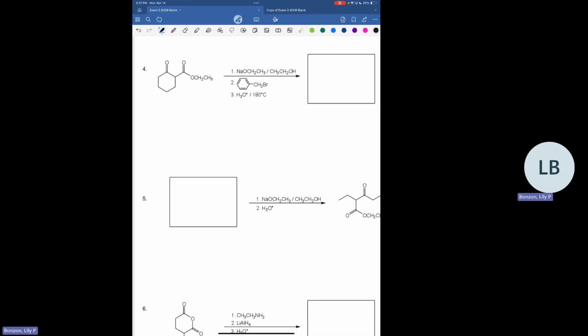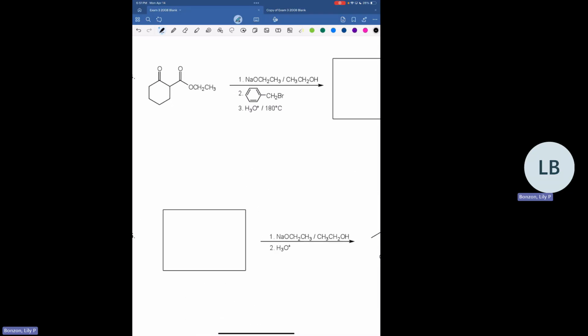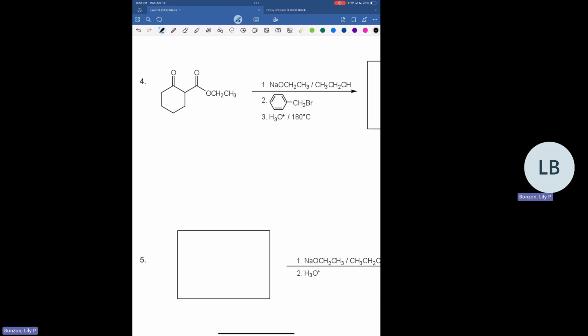All right. Number 4. So for this one, this is some chapter 22 stuff. So we have our NaOEt. We have this dicarbonyl compound, our beta keto ester. So we are going to first deprotonate that position in the middle, that alpha hydrogen.